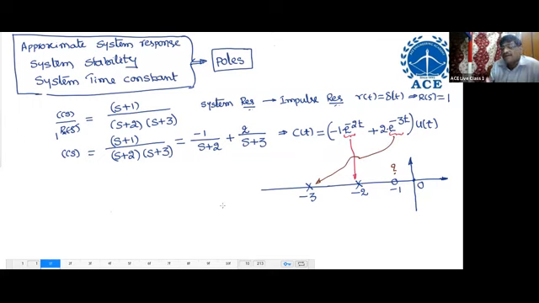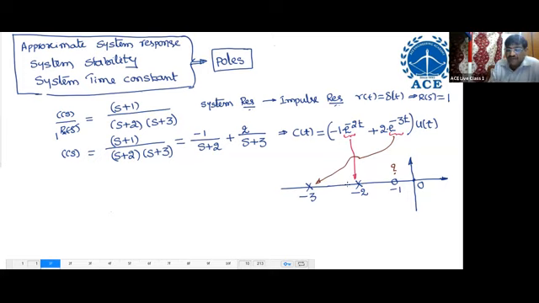Exponential power is nothing but the real part of the pole. Minus 2 is a pole, minus 3 is a pole. So the system response consists only of pole locations. Be remember, the system response always consists of pole locations only.